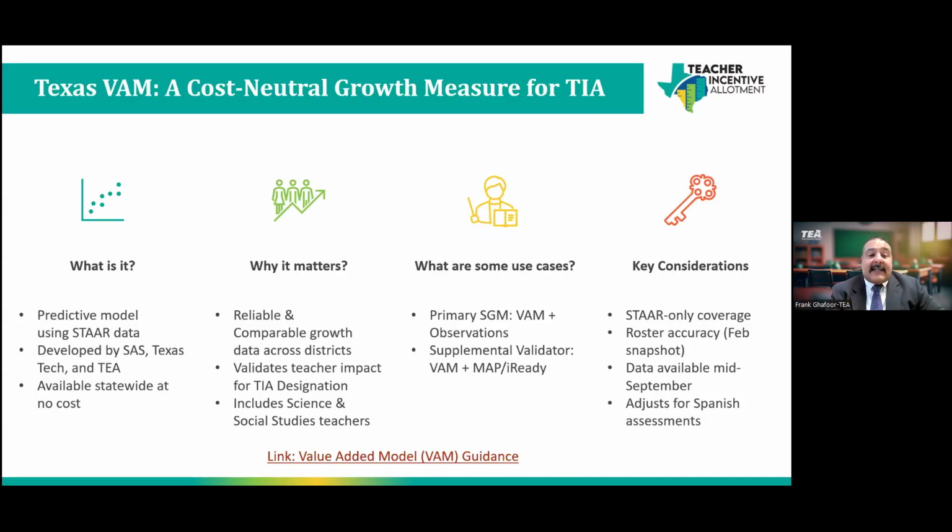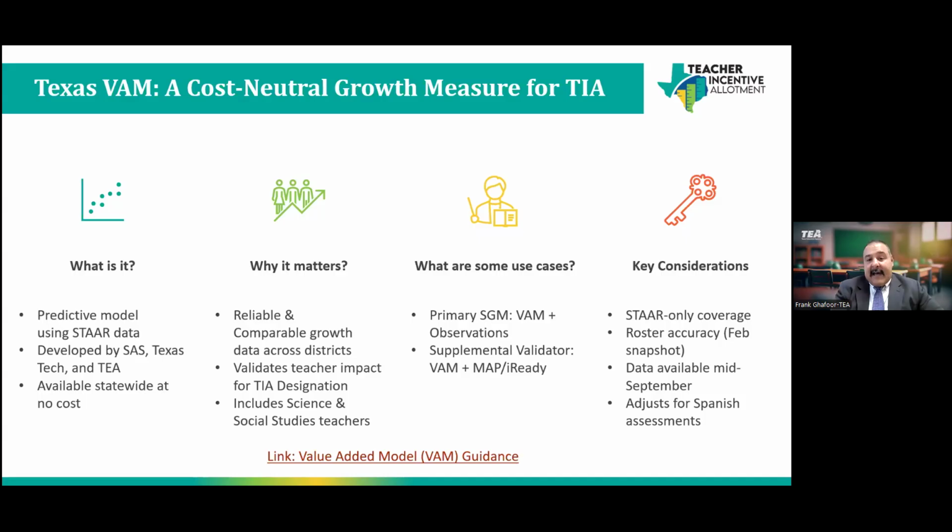Now, why it matters: it is reliable and comparable growth across districts. It does validate the teacher impact for TIA designation. And another thing is it includes science and social studies teachers. So for your science and social studies teachers who don't have a STAR progress measure or a transition table for their assessments, Texas VAM will calculate growth for these teachers.